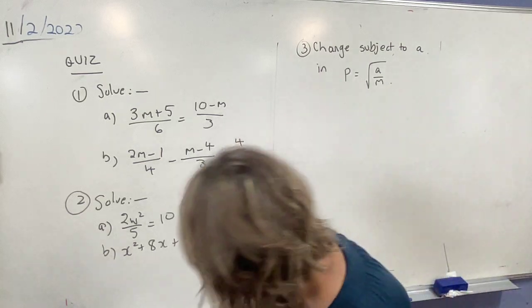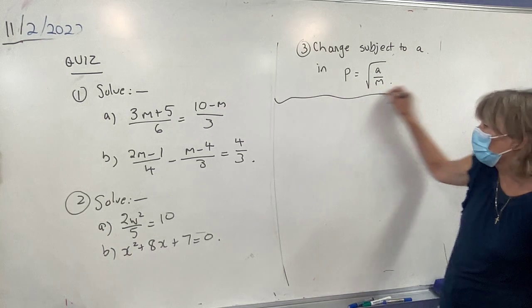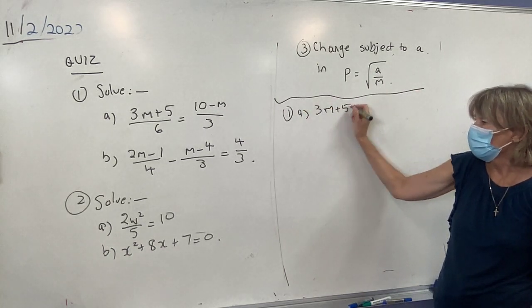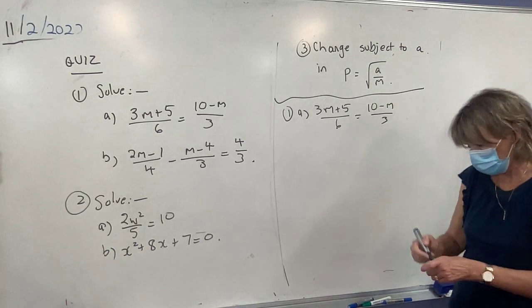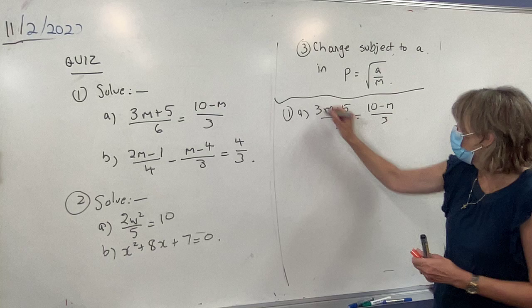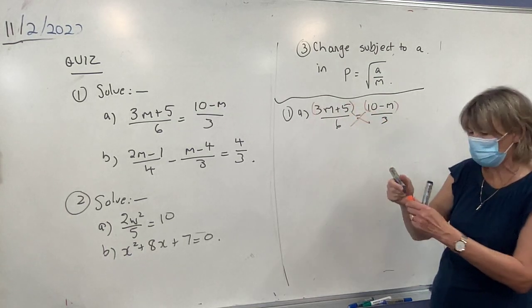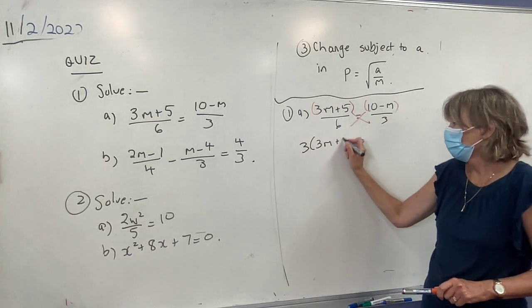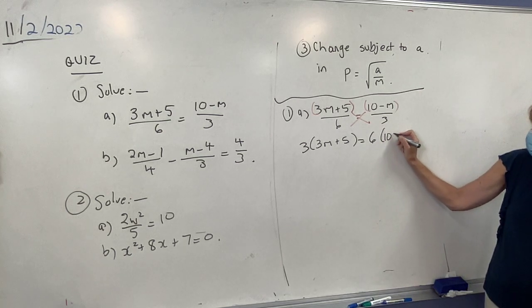Over the quiz 1A. Who wants to start me off here? Nixon, let's go. Can you cross multiply? Okay. So then I got 3 bracket m plus 5 bracket. Yes. I'll just put those in brackets before we get going on the cross multiplying. Keep going. And then it was equals and then 6 bracket 10 minus m bracket. Yep, keep going.